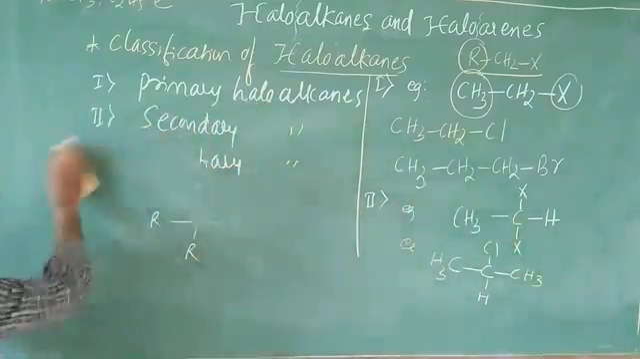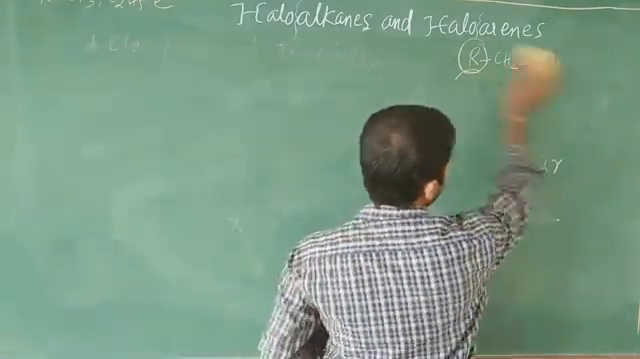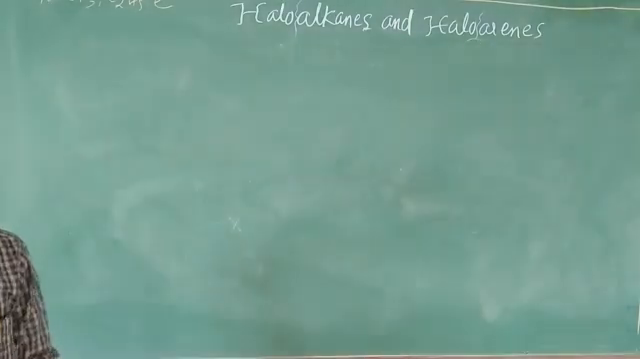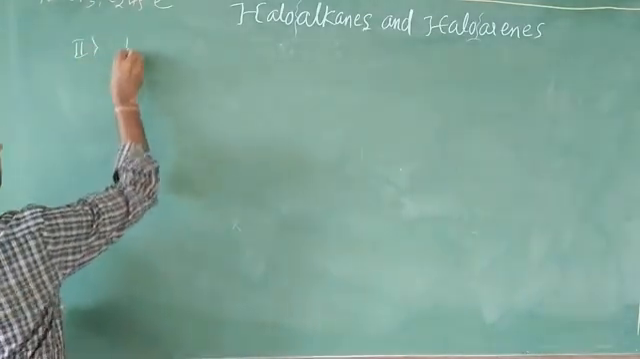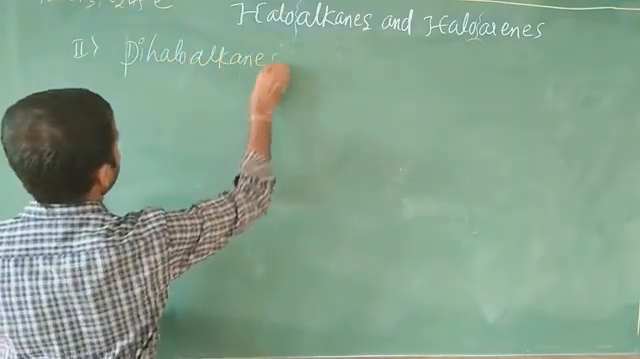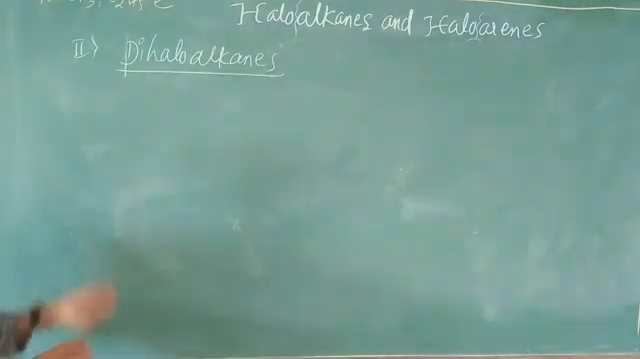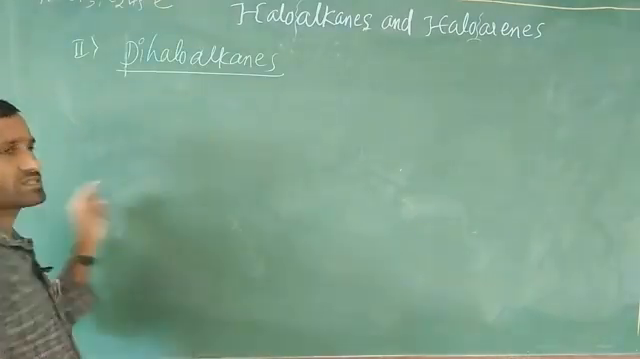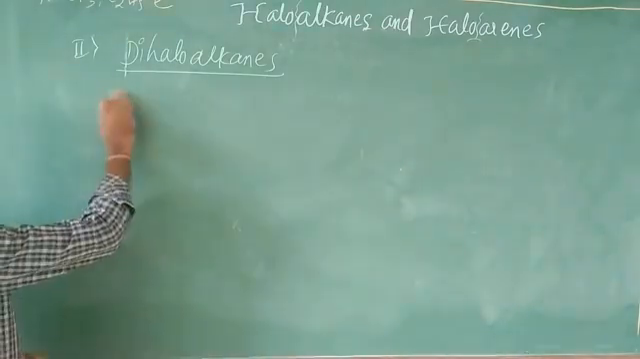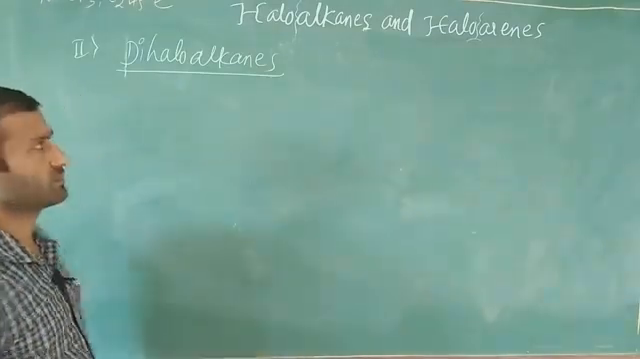The next heading we are going to study is dihaloalkanes. Okay, di means two. Mono means one. Tri means three. Next heading is dihaloalkanes. Just see here, di means two halogens. A very simple definition of dihaloalkanes: replacing two hydrogen atoms by two halogen atoms, that is called dihaloalkanes.